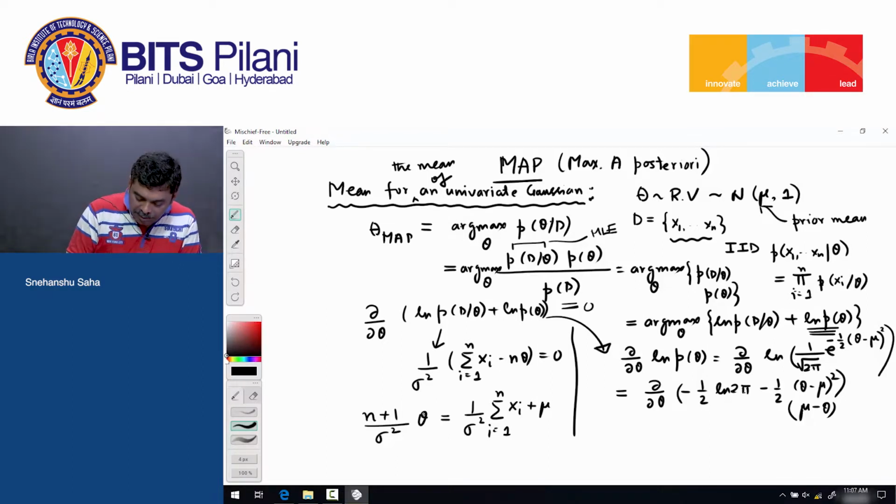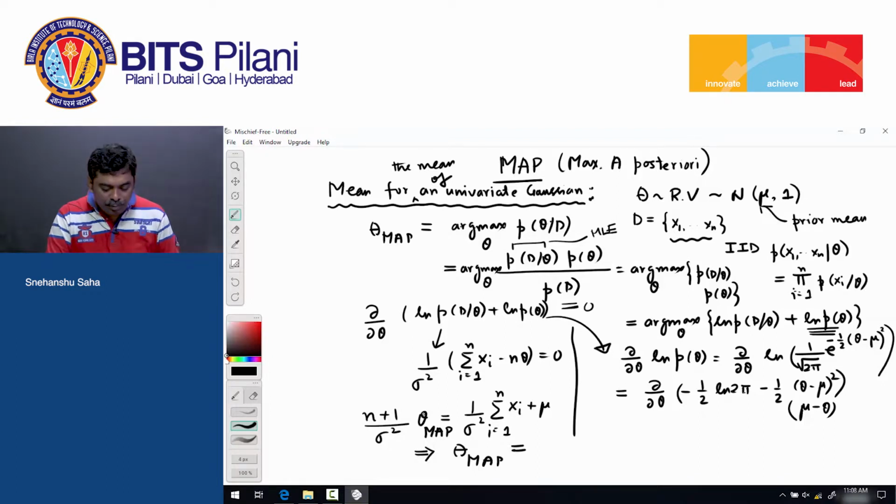Now continuing further, what I can do is I can just rewrite this, because this now becomes your maximum a posteriori estimation, theta MAP, and I can simply do this by transposing this. I can multiply both sides with sigma square and divide by n plus 1. If I do that, I'll have n plus 1 times mu over sigma square.